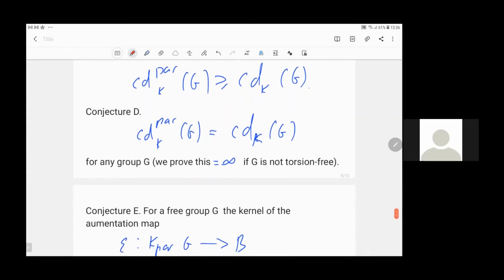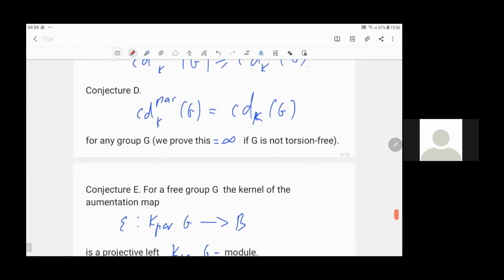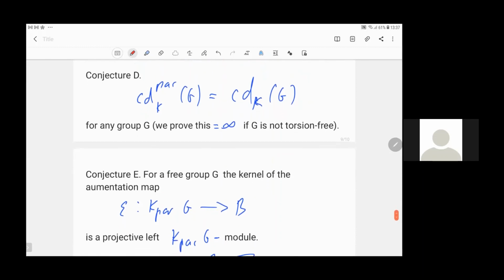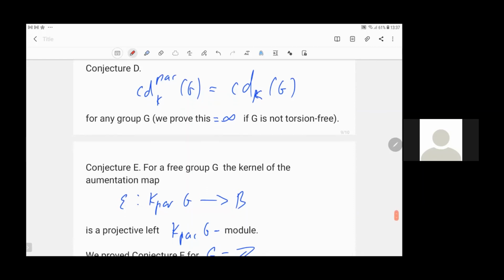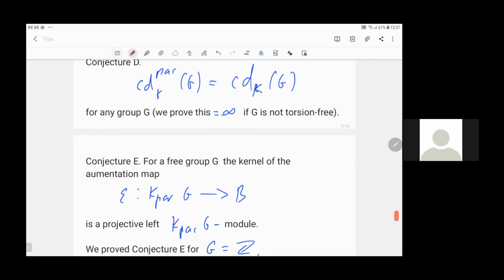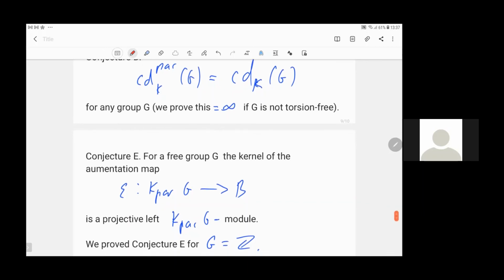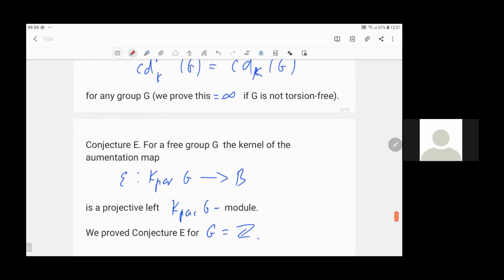Another conjecture is about the augmentation ideal, which is the kernel of the augmentation map. It is a one-sided ideal. We conjecture that if G is a free group, then this kernel of the augmentation map is a projective module of the partial group algebra. We are able to prove it for the infinite cyclic group.